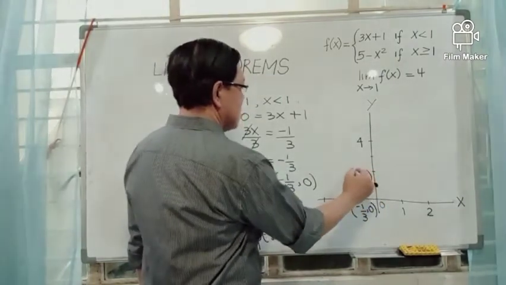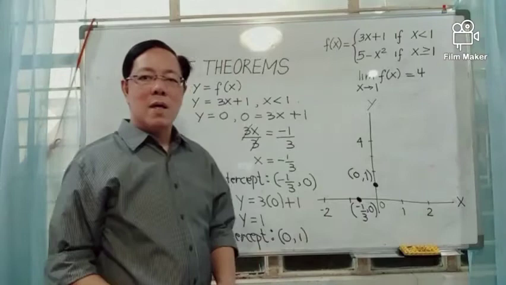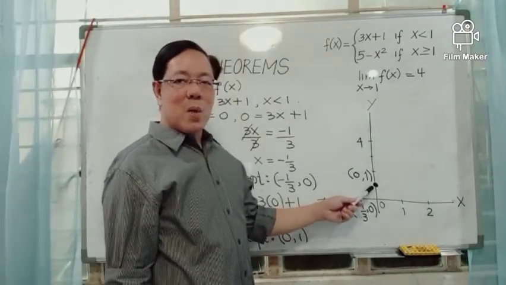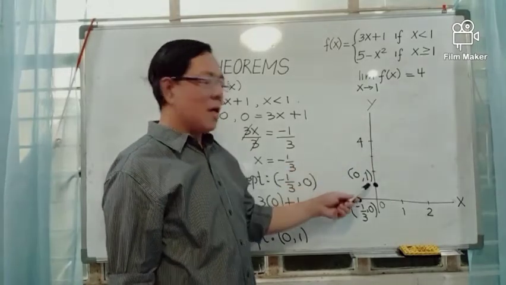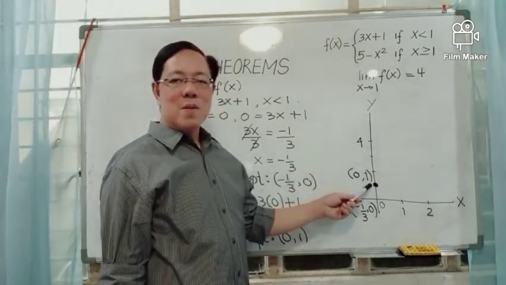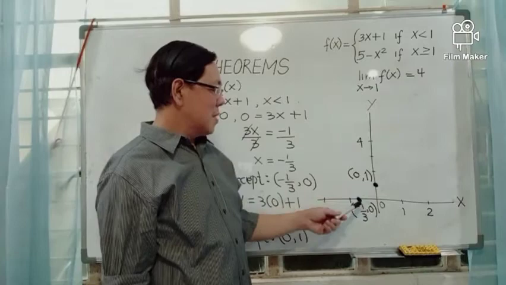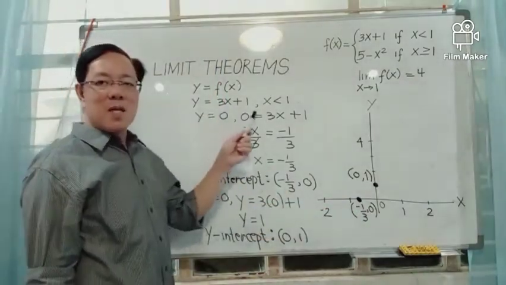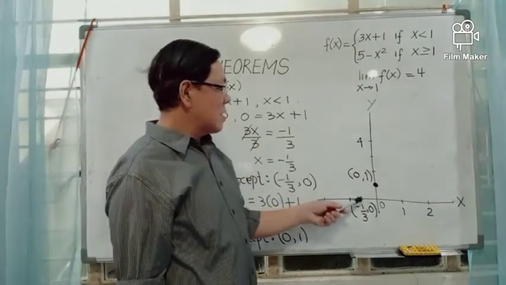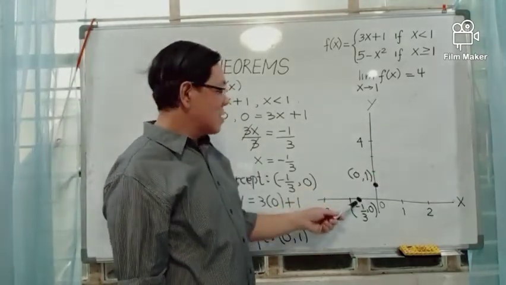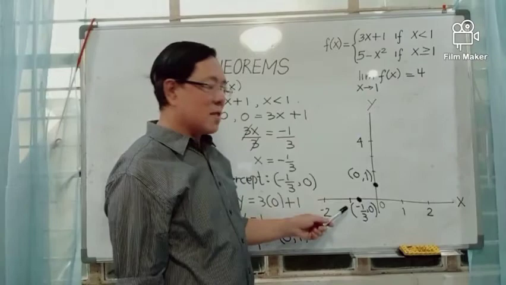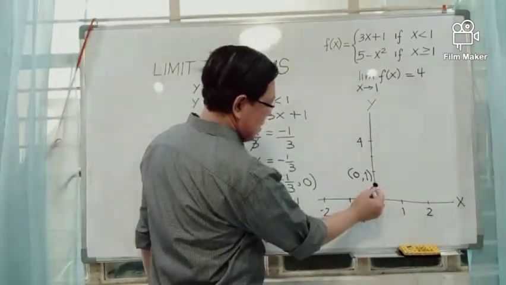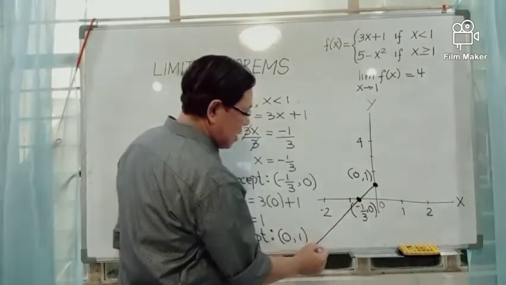X is 0 and y is 1. The line will pass through this point on the vertical axis, and it is called the y-intercept of the line. To construct the line with equation y equals 3x plus 1, just connect the two intercepts, the x-intercept and the y-intercept, with a straight line. So we do that, connect the two intercepts with a straight line.